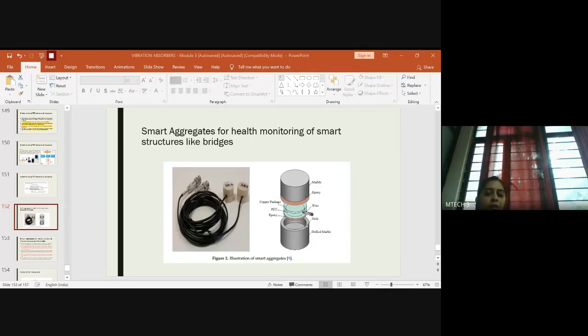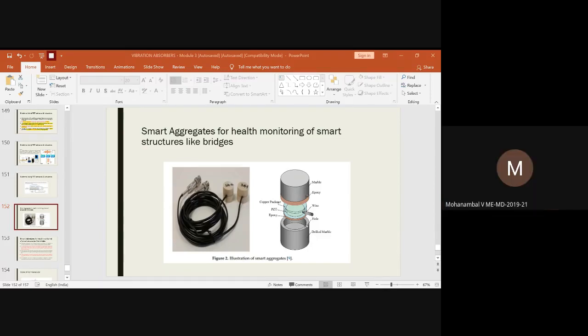If you go to a doctor, he will use a stethoscope and check the condition of our health. By that check, he'll come to know our health condition. Similarly, we need to have some device which checks the health monitoring of the structures which are being built. So in that case, it is essential.